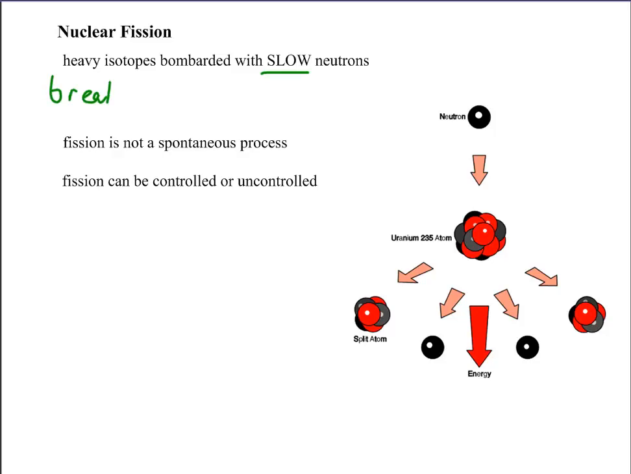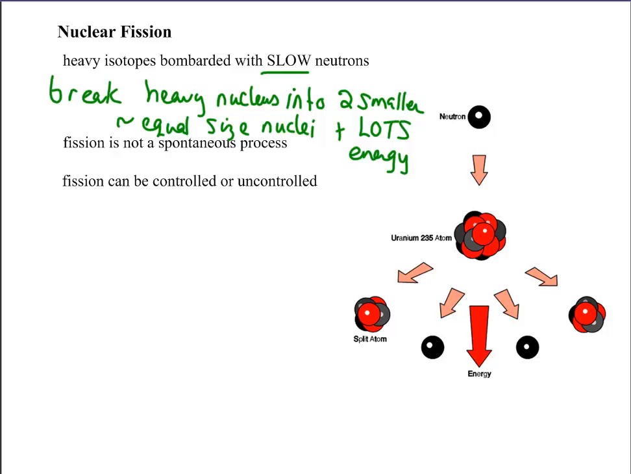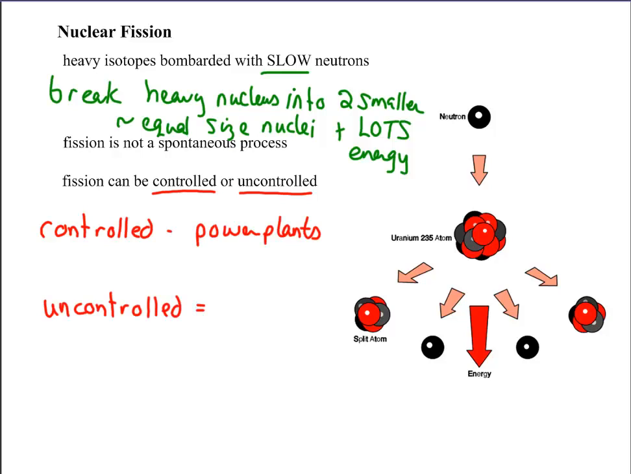So we're going to break the heavy nucleus into two smaller ones. We get lots of energy out of this. Again, fission is not a spontaneous process. It can be controlled or it can be uncontrolled. For controlled nuclear fission, I have power plants. For uncontrolled, I have nuclear weapons.